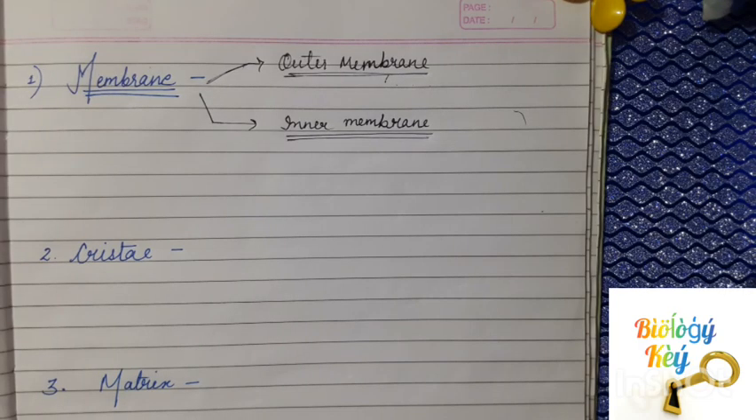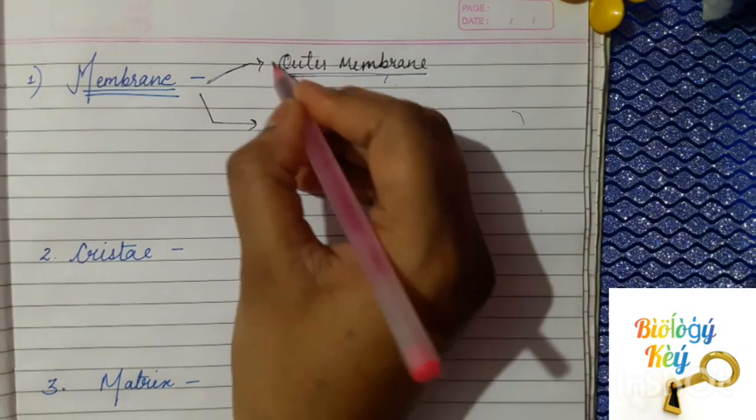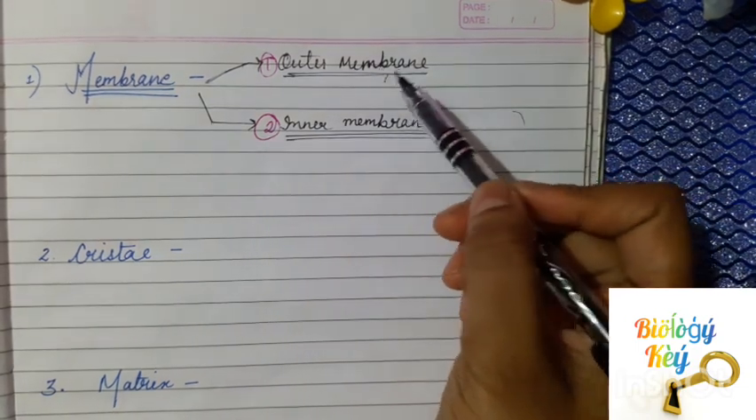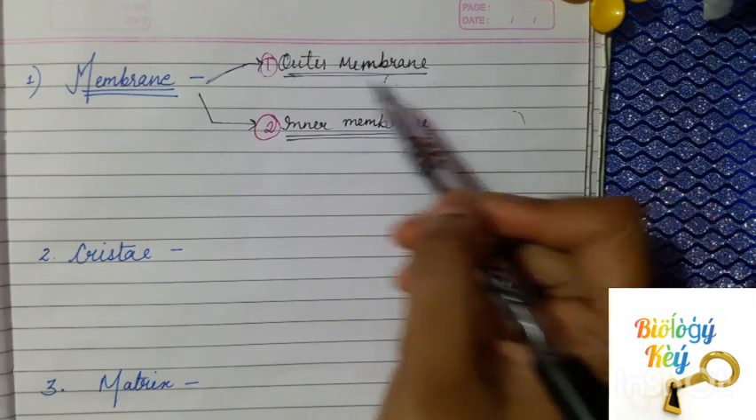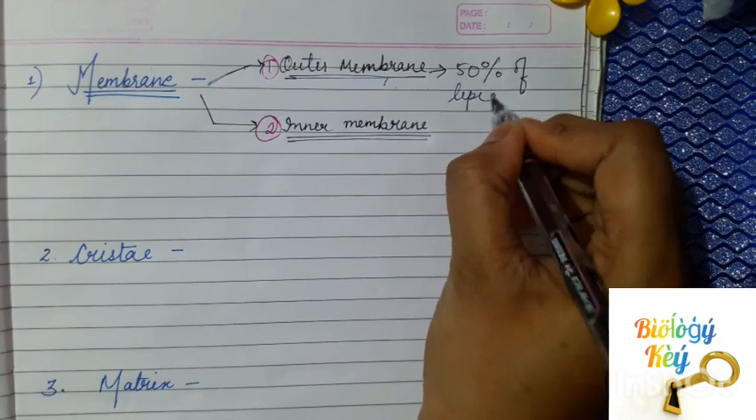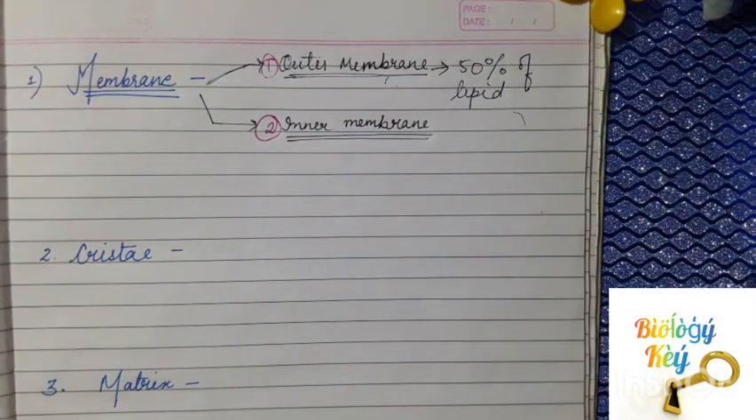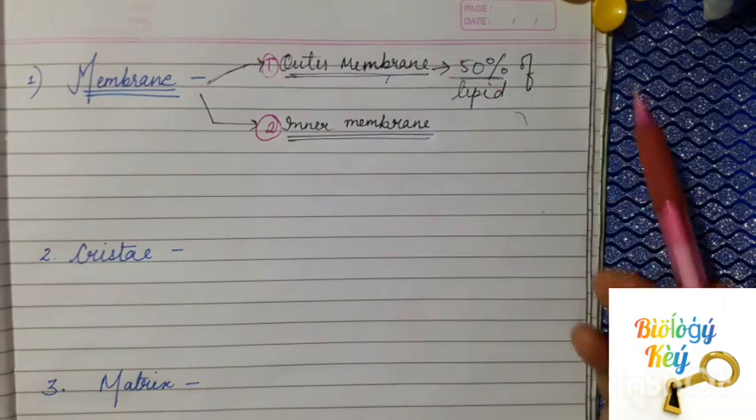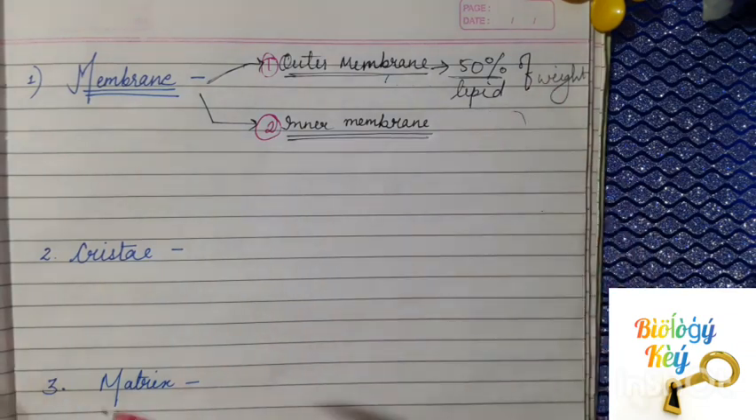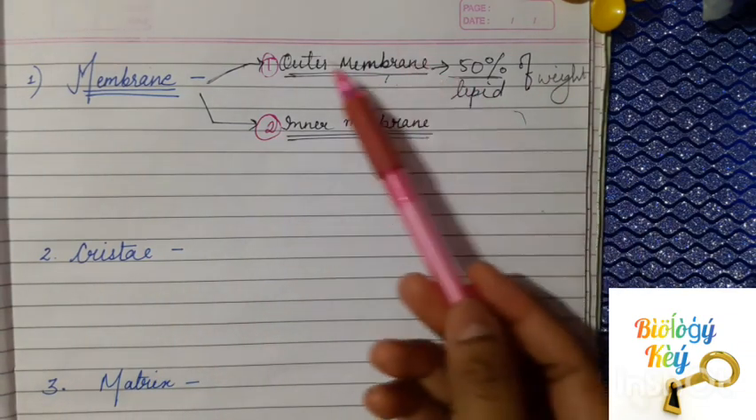So let's start with the parts of mitochondria. The first is the membrane. As I've already told you, there are two types of membrane. One is the outer membrane and the other one is the inner membrane. The first, the outer membrane, is composed of approximately 50% lipid, because it occupies almost 50% of the weight. And it has lots of enzymes, a mixture of enzymes, present in the outer membrane.